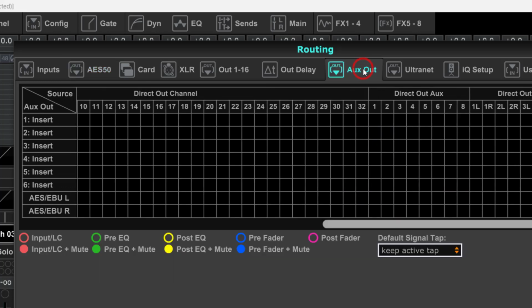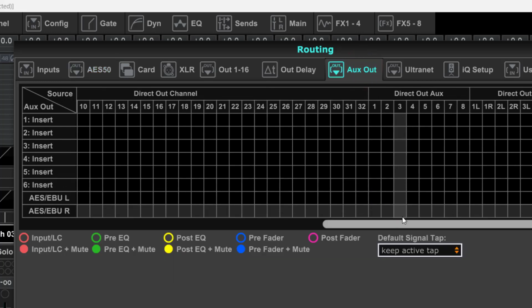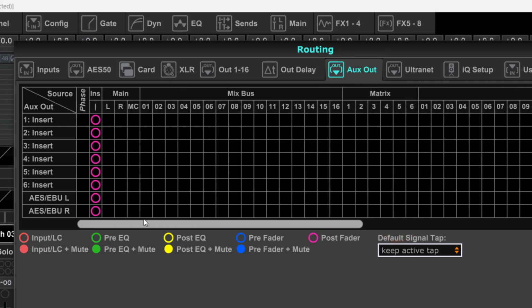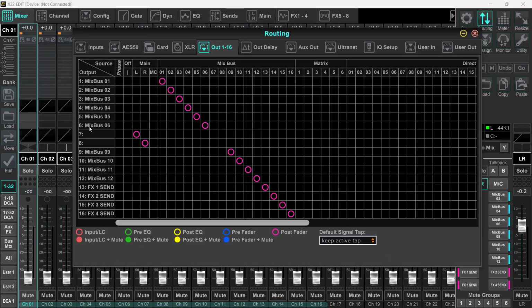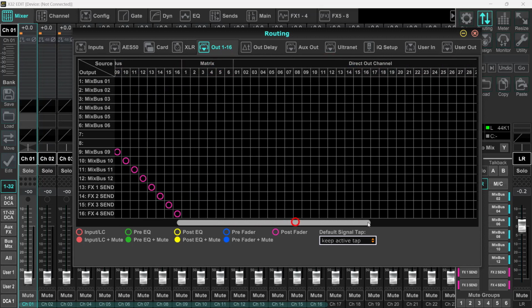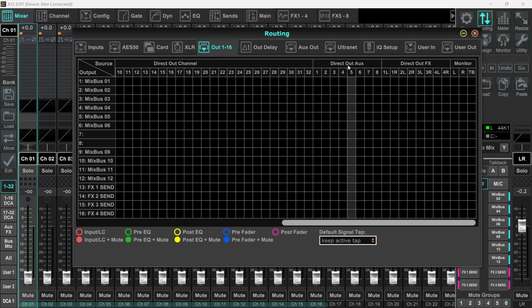Now let's talk about the aux outs real quick. These aux outs mirror your out 1 through 16. If you look at the first six, you have your mains, your mix bus, your matrix, direct channel outs, direct out auxiliary, direct out FX, and then the monitor.